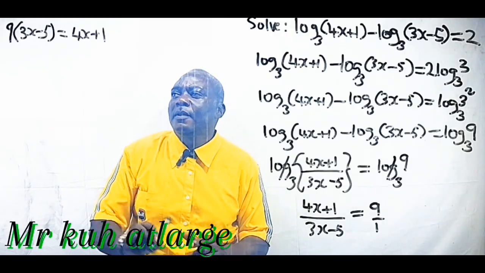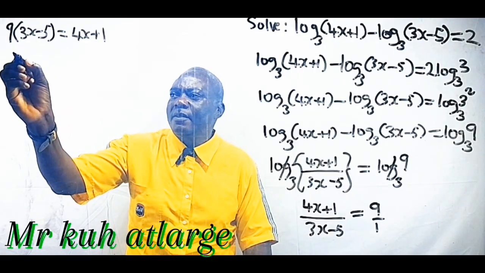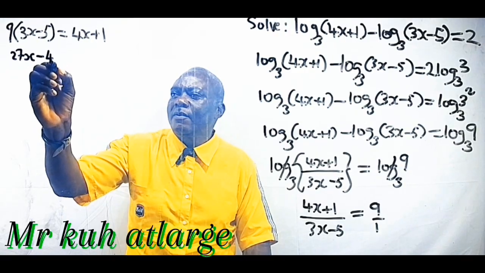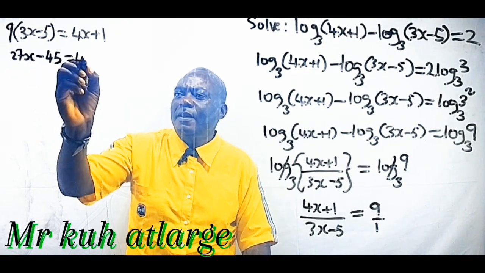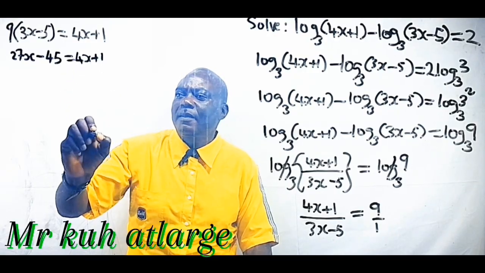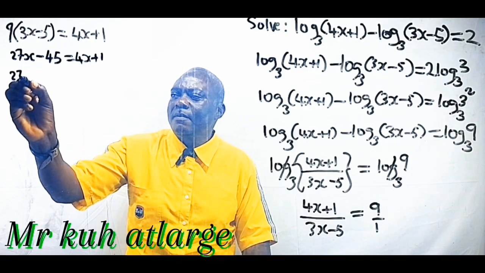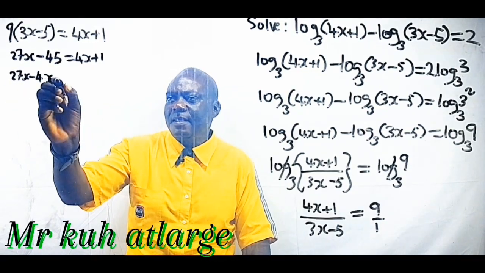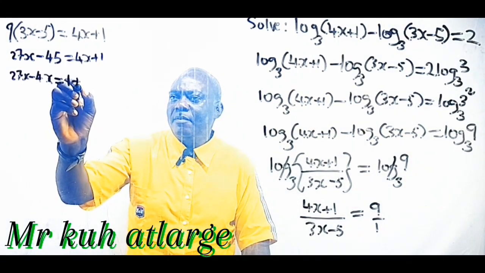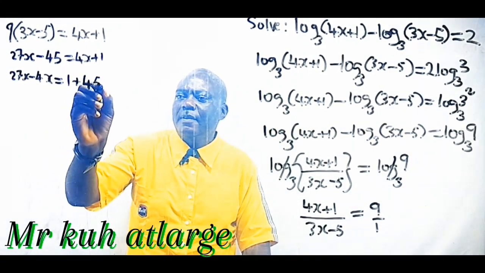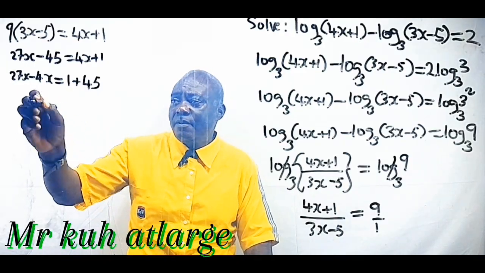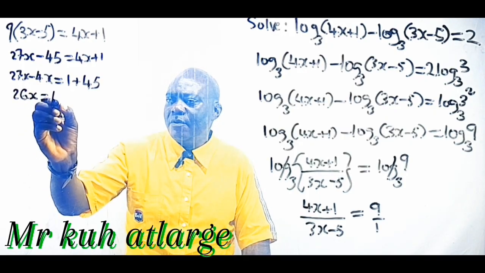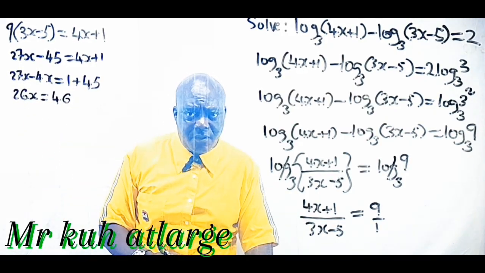Let's continue. So you now remove this bracket here. Here you have 27x minus 45, which will be equal to 4x plus 1. So here you have 27x minus 4x, because it's going to the other side, equal to 1 plus 45. So this one will give you 26x equals 46. You're looking for x.